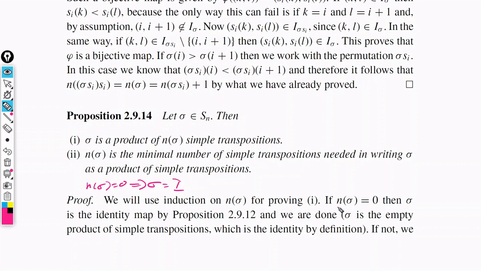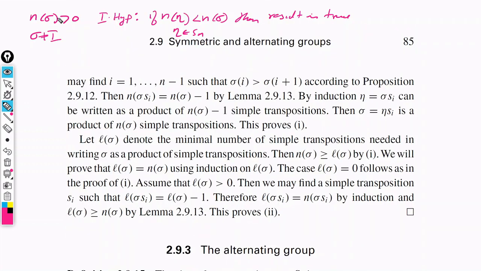So first of all, we assume that n(sigma) equals 0. By using this proposition, we know that if n(sigma) equals 0, then sigma equals I. We can identify the identity map as the empty product of simple transpositions. So this result is true when n(sigma) equals 0. Next, we assume that n(sigma) is positive. So n(sigma) positive means sigma is not equal to I.